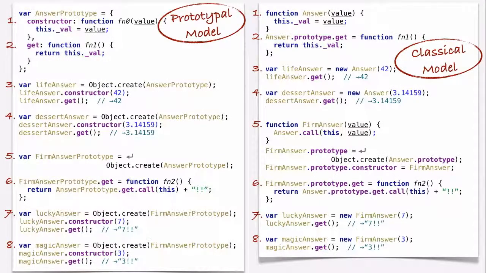Here's a side-by-side comparison of the two models. I've numbered each of the sections so that they correspond. So number 1 in the prototypal model is doing the exact same thing as number 1 in the classical model. Go ahead and pause the video here if you'd like to study this further.